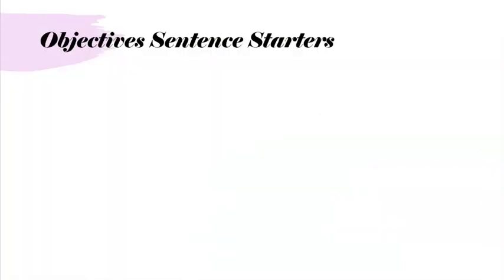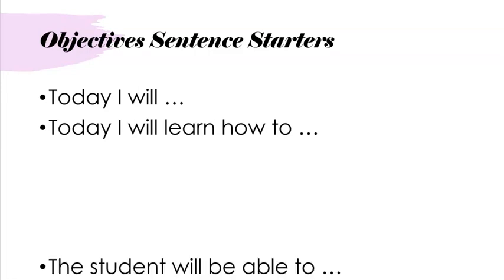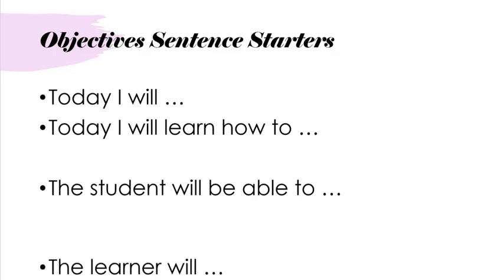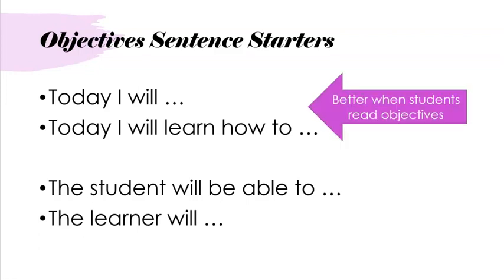Here are some different ways that you can start writing your objectives, and these can work for either content or language objectives. These two are personally my favorites, Today I Will and Today I Will Learn How To, because I always have my students read the objectives out loud in class all together. So when they're saying it from their own perspective, it helps them take ownership of their own learning. However, a lot of teachers use the student will be able to, or the learner will, or different variations of those. Those are both excellent options as well. But I really prefer the Today I Will. Even without the today, just the I will is better for when students are reading the objectives because it helps them take ownership. So let's look at some examples.